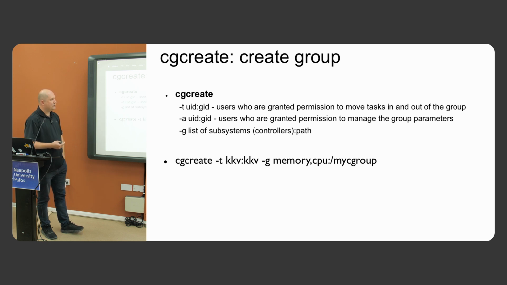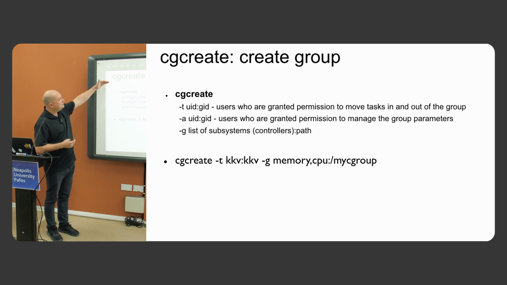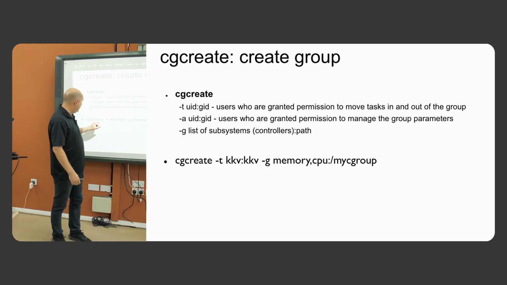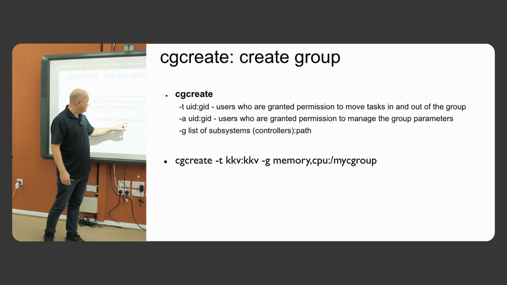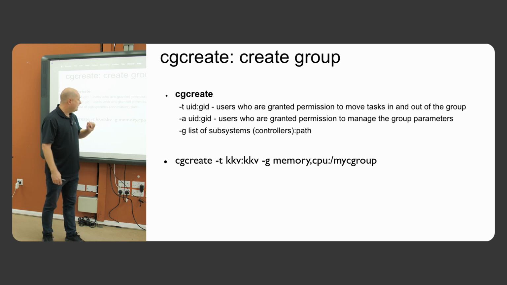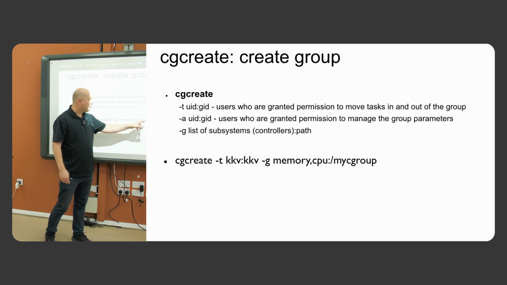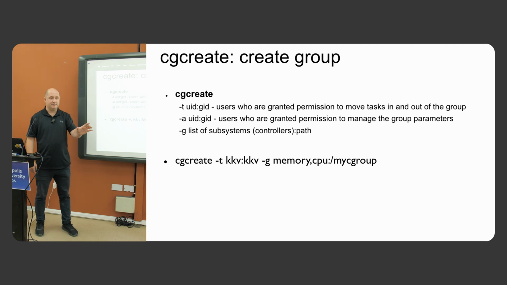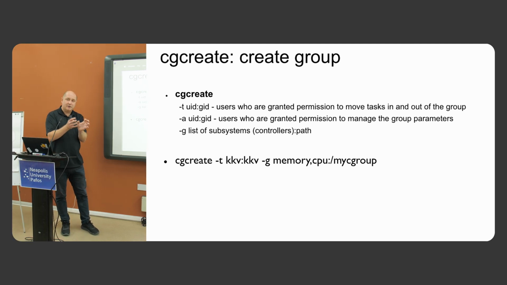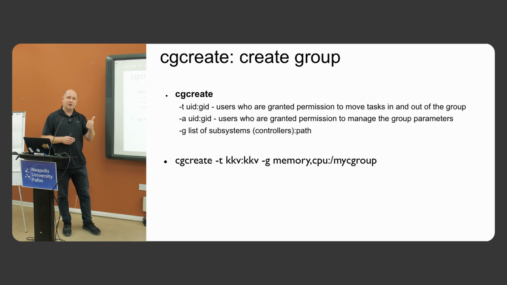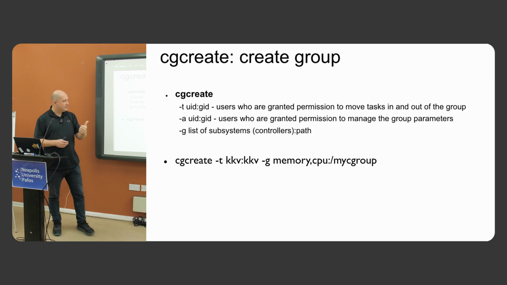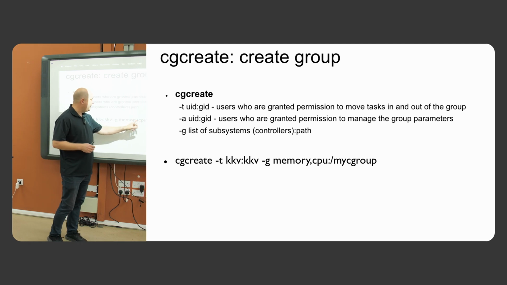There is a set of commands which I can use to create groups. For instance, I am creating a group which includes memory and CPU controllers, and I mount this group to some point in the file system, right? So, to create a control group, I have to know which controllers will be in this group. For instance, here I'd like to control CPU and memory.